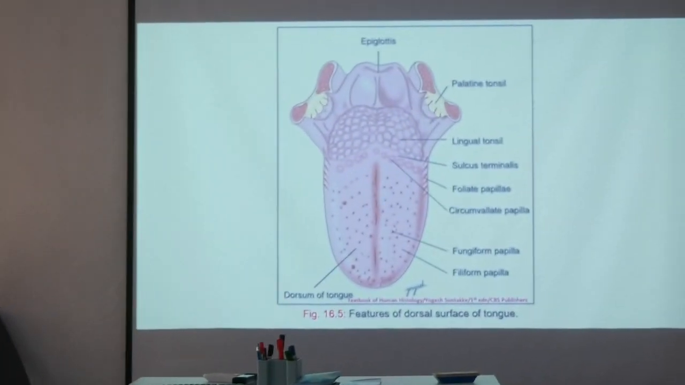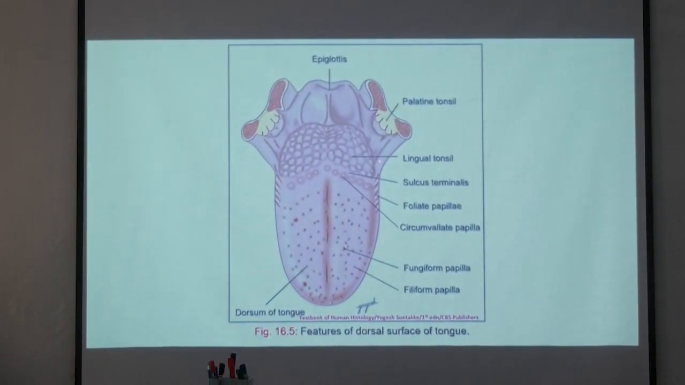Okay. Now, this is the lingual tonsils, sulcus terminalis, foliate papilla. This region, this region. Foliate papilla, circumvallate papilla, fungiform papilla, and filiform papilla.